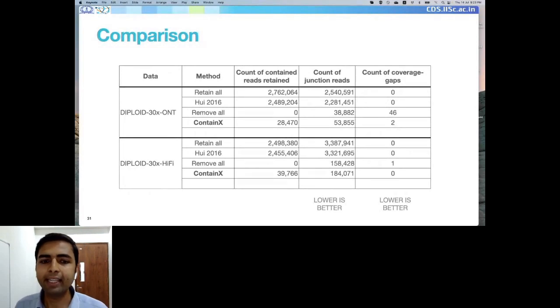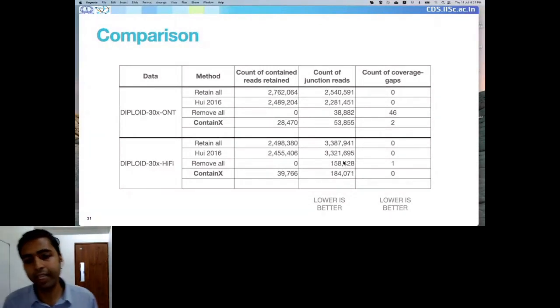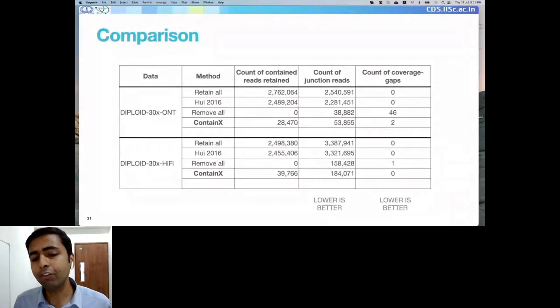So what we see is that by carefully selecting contained reads, the coverage gaps have been reduced without affecting the graph complexity dramatically. Similarly, in HiFi, where we only saw one coverage gap, we see similar performance, where the ContaiNX method retains a fraction of contained reads, and the junction reads count is a fraction higher than removing all contained reads. So there is an increase in the complexity of the graph, but not a dramatic increase.